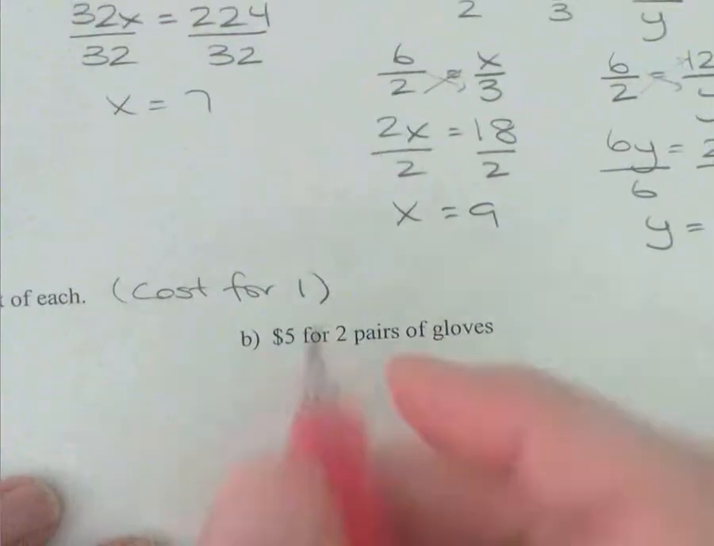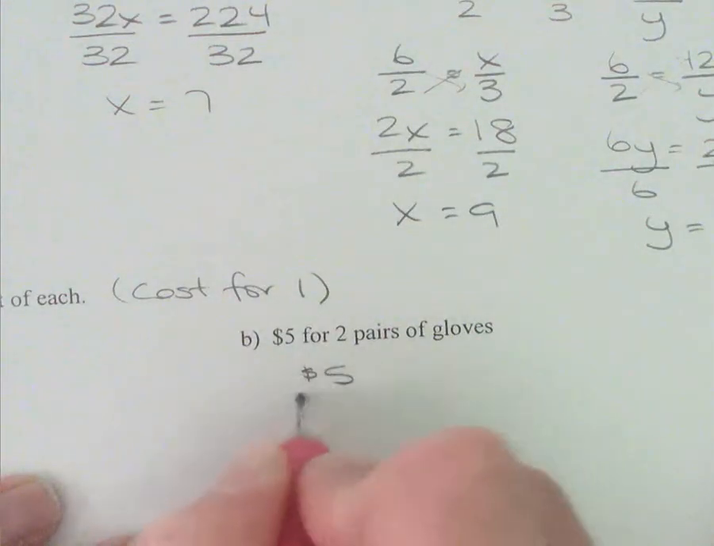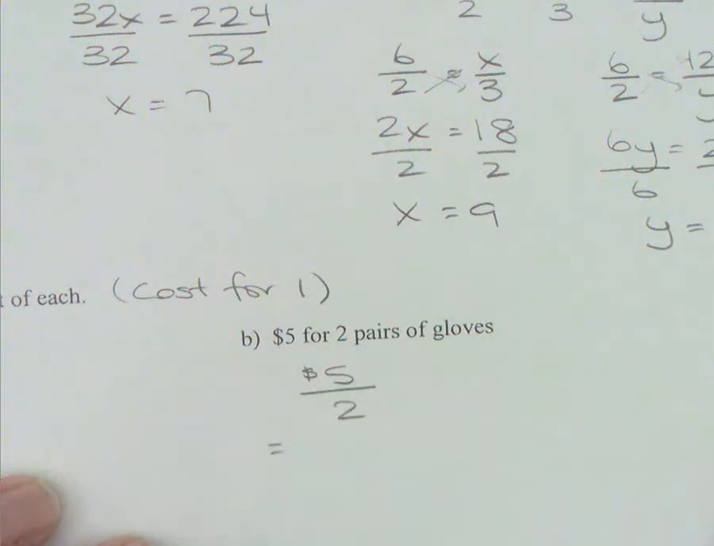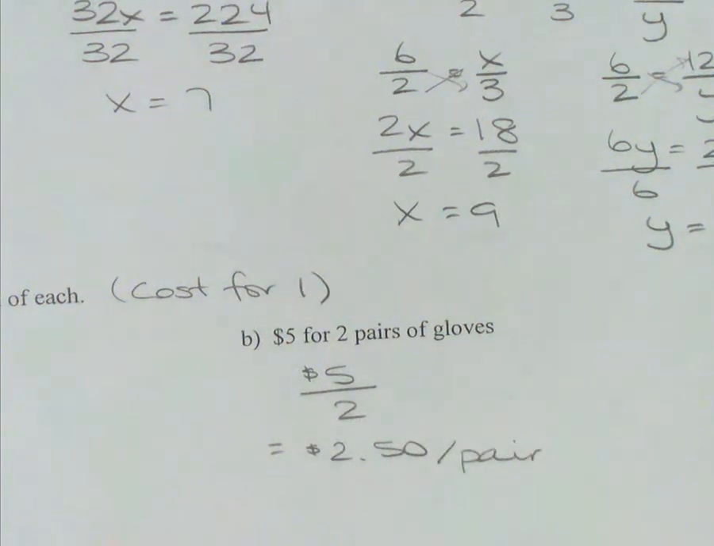Again, I want the cost for 1. So I want to know how much is it going to cost for 1 pair of gloves. So if I divide 5 by 2, I get 2.5, but remember it's money, so we need to add in the extra 0. So I get $2.50 per pair.